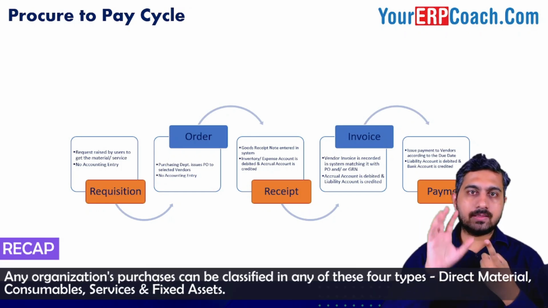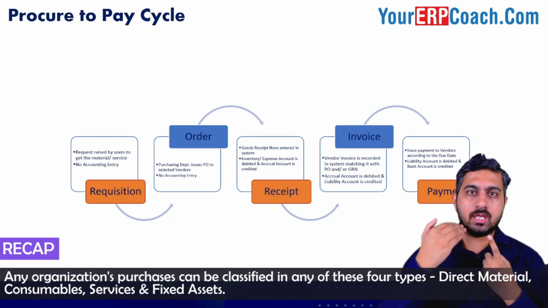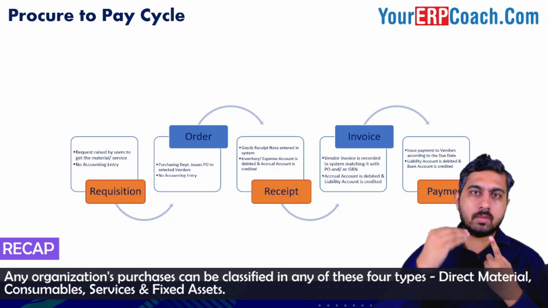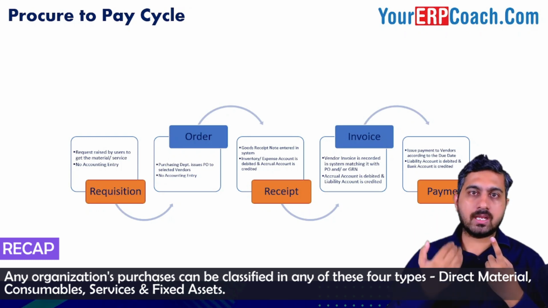One is the direct material, that is the material that they purchase which they use as raw material in their manufacturing process, or the material that they trade in. So for example, if any organization trades in the laptops, then the laptops become the direct material for them.